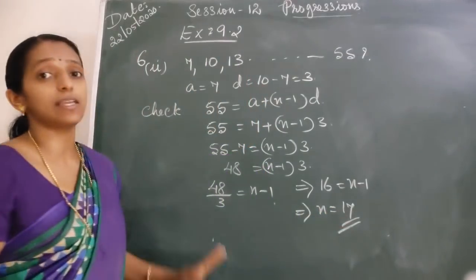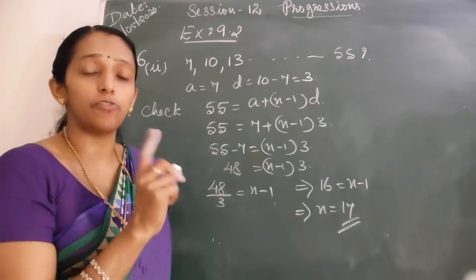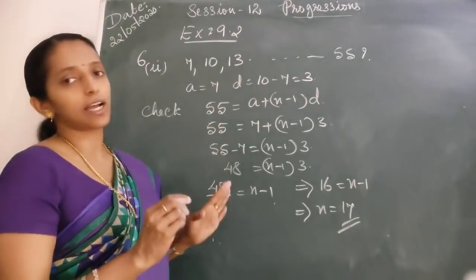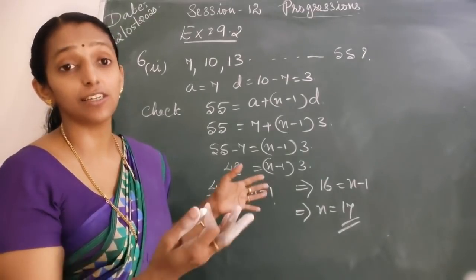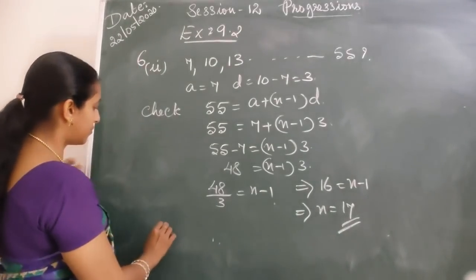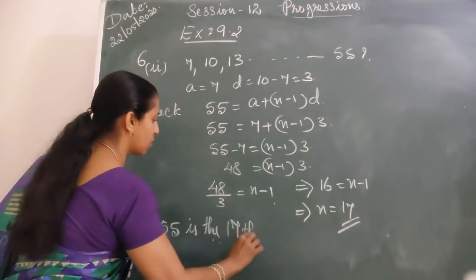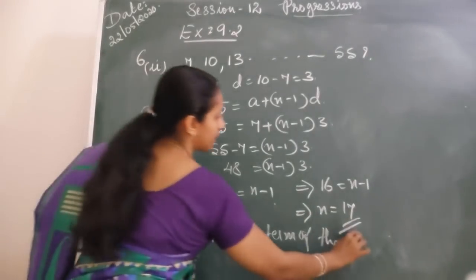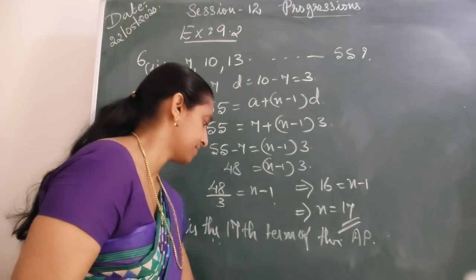So n equal to 17 means it is a whole number. So if you are getting the number of terms as 17, 55 is a term of this AP. If yes, find which term it is. It is the 17th term. So 55 is the 17th term of this AP.